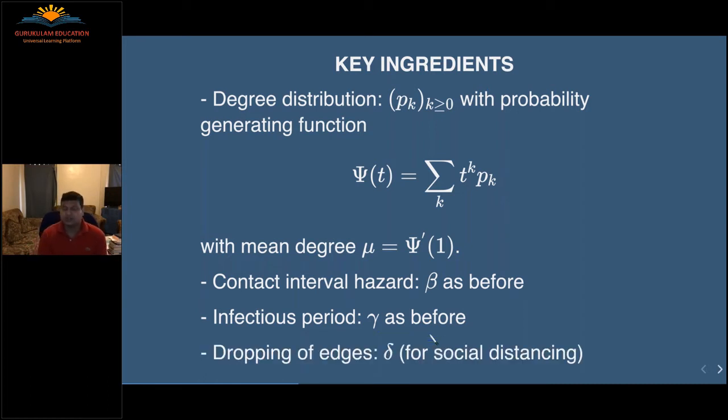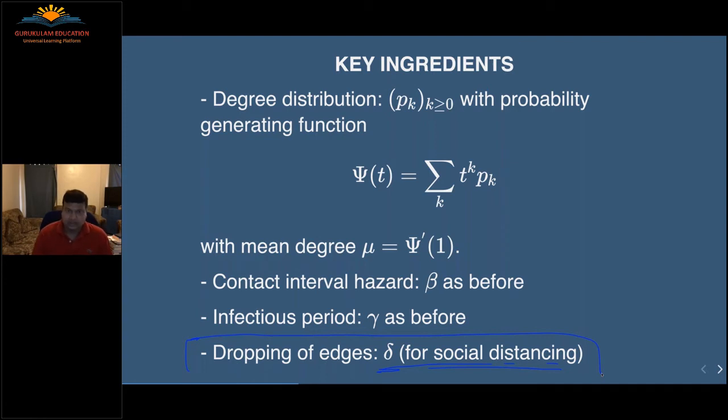And then, in order to account for social distancing or quarantine or lockdown, I have one more parameter, which is called delta. So how does this work? The infected individuals, when they get infected, try to drop their edges. So they try to dissociate from the graph, to disconnect from other individuals. So I have this one more parameter that's accounting for social distancing. And this is actually new. This is something that we had to modify after the COVID-19 lockdowns were in place. So we had to come up with this.